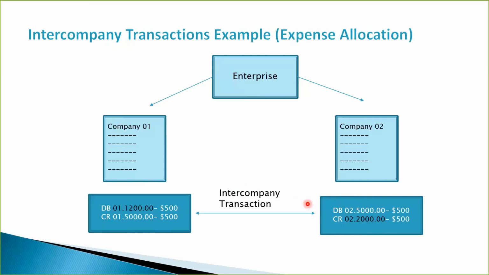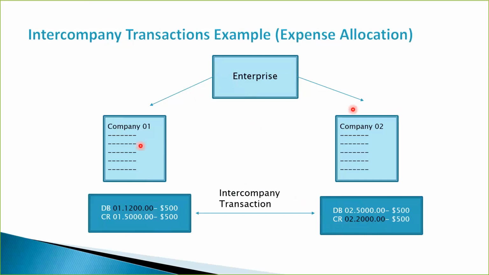Let's look at another example here. And this example is an expense allocation, all right? So what do we mean by an expense allocation? Perhaps company 01 incurred the total expense for a certain transaction, but it now wants to reallocate this expense to company 02. All right, so what is the accounting that might be produced by such a transaction?